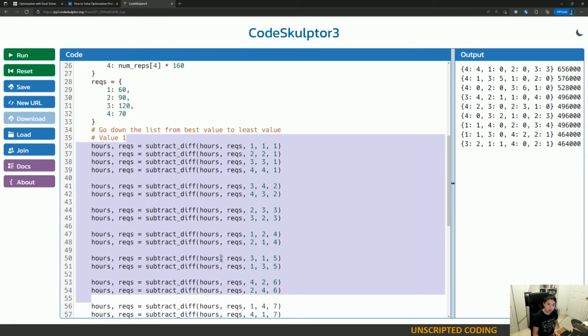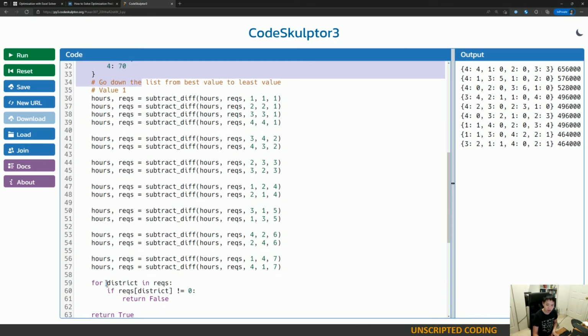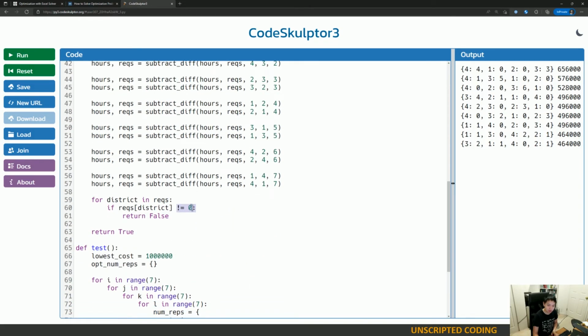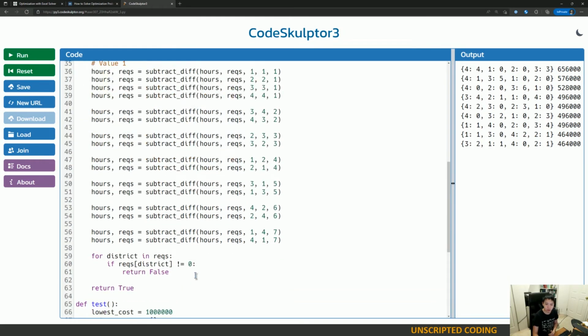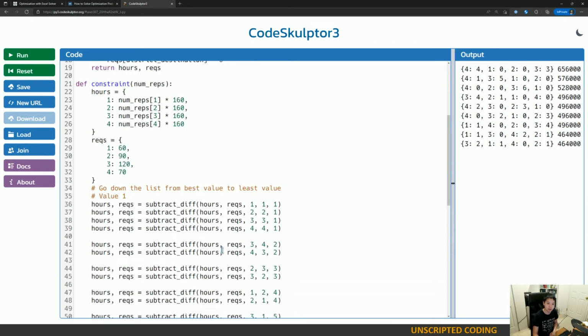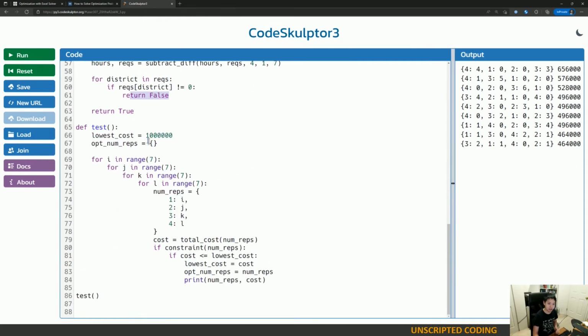And in the very end, what I do is I go through the requirements and make sure that they're all at 0. So for each district, make sure the requirement is equal to 0. If it's not, then I'm going to return false, meaning the constraint isn't satisfied. You haven't fulfilled all the number of calls. So I keep going back to, yes, 0, 0, 0 is the cheapest, but you haven't done any of the work. So the constraint would return a false. You haven't satisfied it. Finally, the last bit is just a pass.